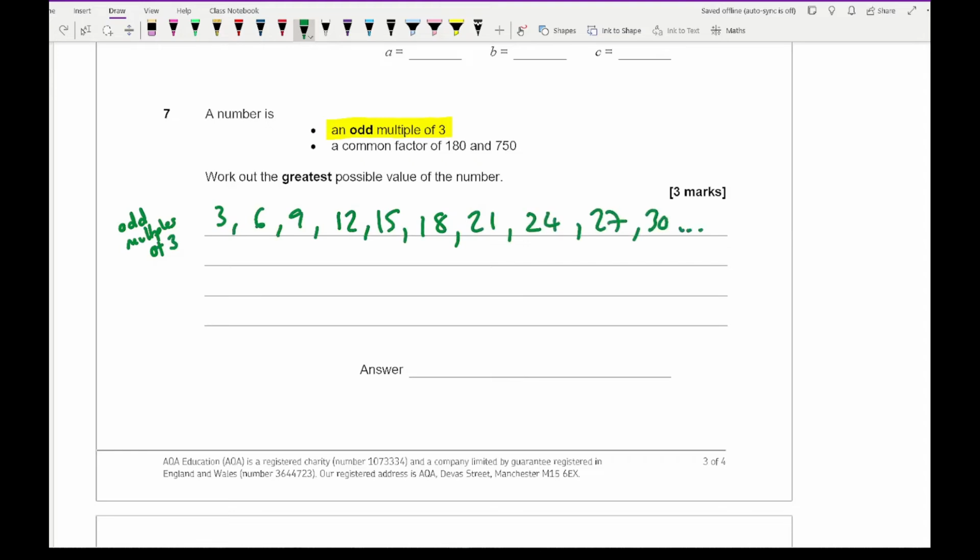And so on. And what we want to do is just make sure that we're only wanting the odd numbers. So I get rid of the 6, get rid of the 12, get rid of the 18, get rid of the 24, get rid of the 30. So at least I've got a couple of examples there.